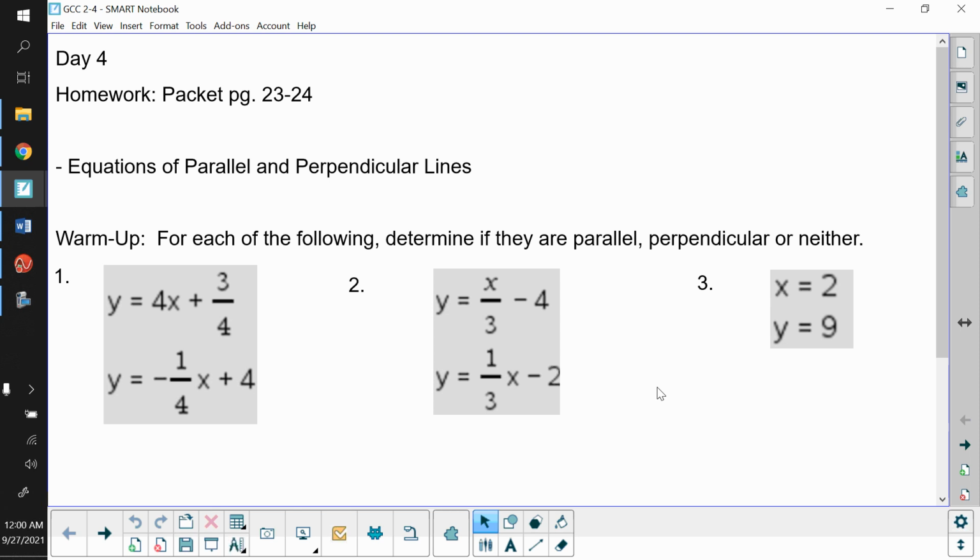We should be having our planners out and writing down that day 4 is the homework, or you can write that it is packet page 23 to 24. A reminder, tomorrow's class you need to have your own compass, so if you haven't gotten one yet, remind your parents to go out and get one tonight. Hopefully most people have them already.